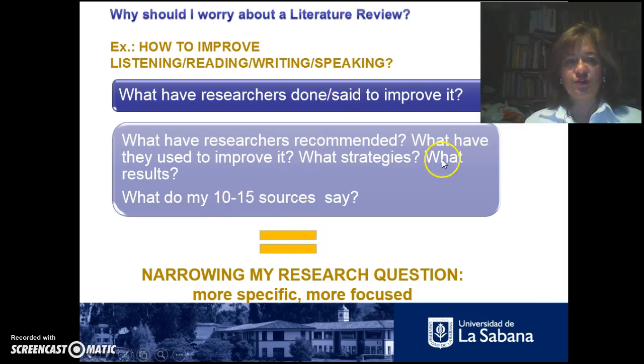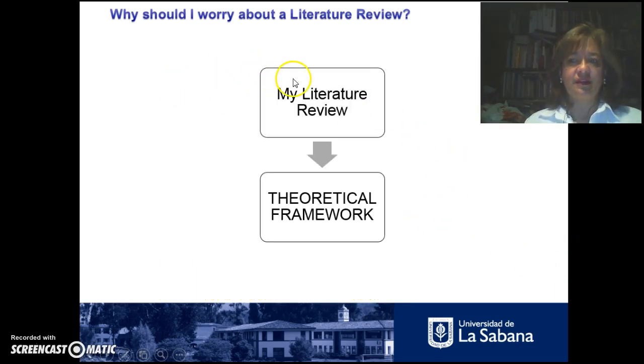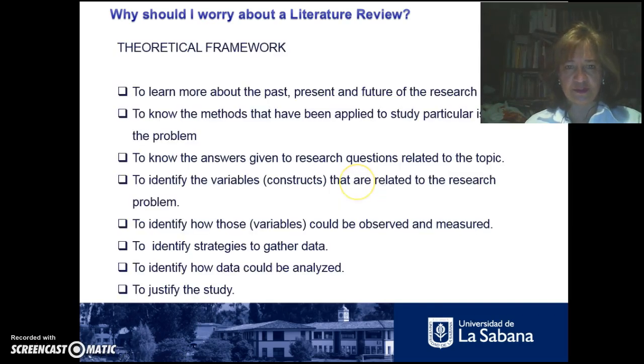So we can say that you should worry about your literature review for reason number 1, reason number 2, and the reason number 3 is because it will help you to actually narrow your research question, to be more focused and to be more specific. So little by little, this literature review is becoming your theoretical framework. These are two terms that can be confused, but at the same time, they are connected. You do a revision of literature to actually define what are your constructs, your variables, your definitions, and to take advantage of what others have done for your research.